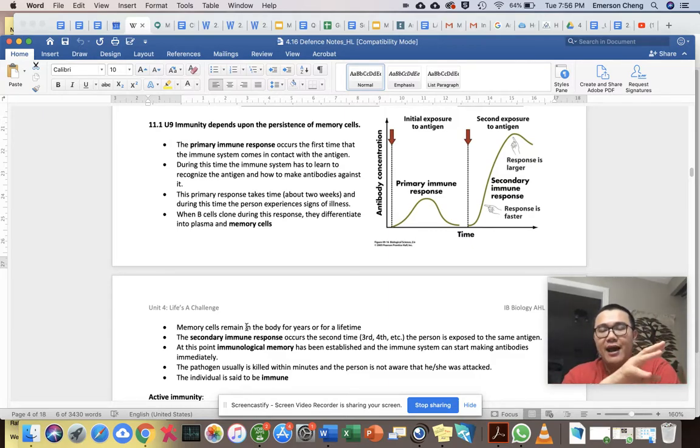So the reason why you have immunity in the first place is because you previously have had exposure to a certain type of pathogen. The first time you ever meet that pathogen or this particular antigen, you call that the primary immune response. So right now, most of us have not been exposed to COVID. So if we get COVID, we will be experiencing a primary immune response.